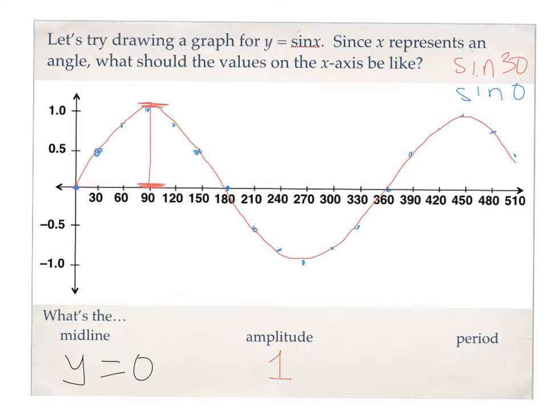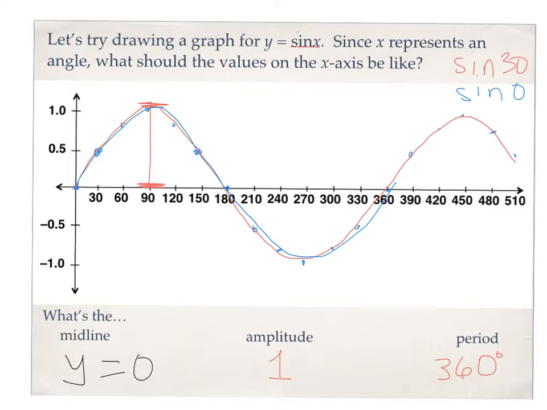And now the period is the amount of time it takes, or in this case the number of degrees it takes, to start at the middle here, go all the way up, go all the way down, and get back to where I started. And it's 360 degrees.